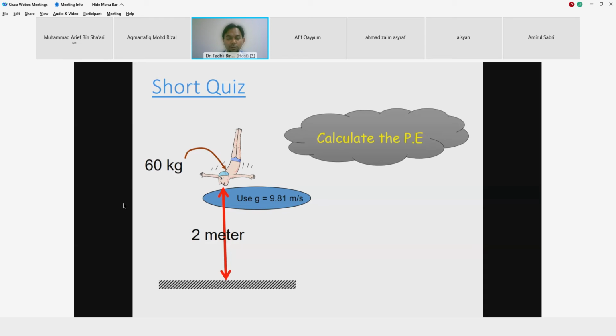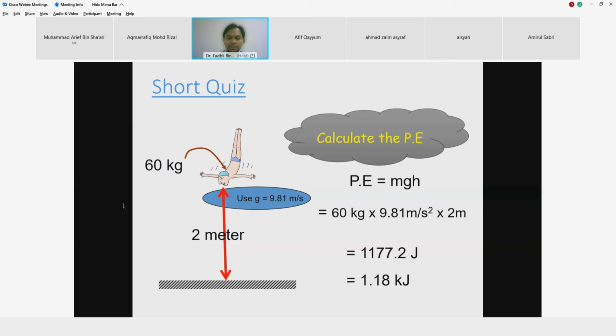Not convert the unit first to the SI standard unit, otherwise you get the wrong value or wrong answer. Okay, this is the answer: 1.18 kilojoule, or you can write it as 1177.2 joule. But usually, for energy, the SI unit is kilojoule. Kilojoule, okay? So please convert to kilojoule.